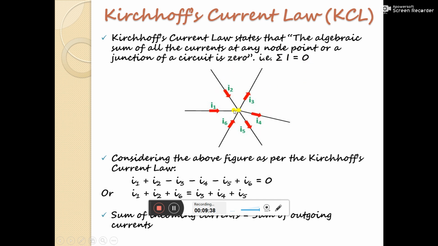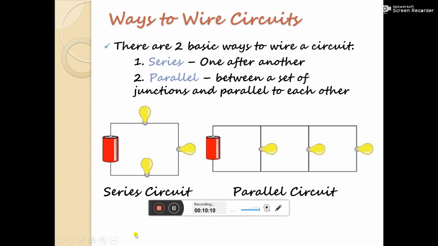In this picture you will see that some of the currents are incoming and some of the currents are outgoing. Considering the figure and applying Kirchhoff's current law, we can write I1 plus I2 minus I3 minus I4 minus I5 plus I6 is equal to 0. Or we can write I1 plus I2 plus I6 is equal to I3 plus I4 plus I5. So we can conclude the sum of the incoming currents is equal to the sum of the outgoing currents.